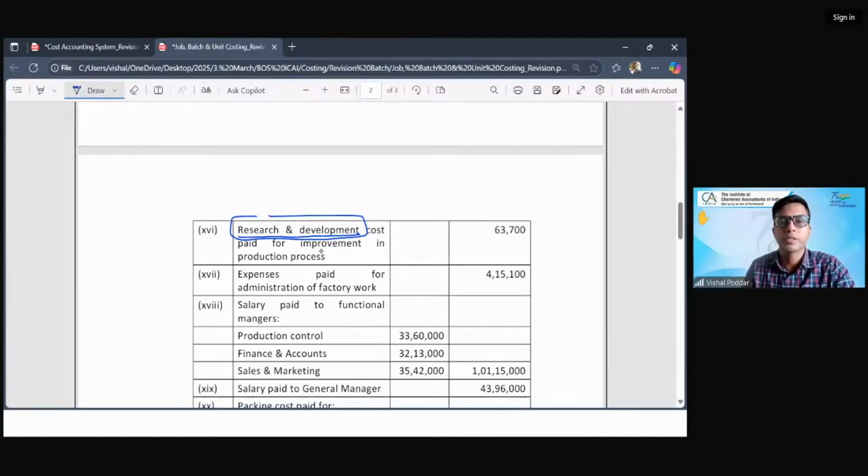Then expenses paid for administration. Now be very clear what they are saying. Expenses are paid for administration, but it is administration of factory work. Now, when they are saying expenses are for administration, the question is whether it will be administration overheads or whether it will go to factory overheads. So this is where you have to understand we have two types of administration expenses. One is administration relating to production and one is general. So this will be administration related to production.